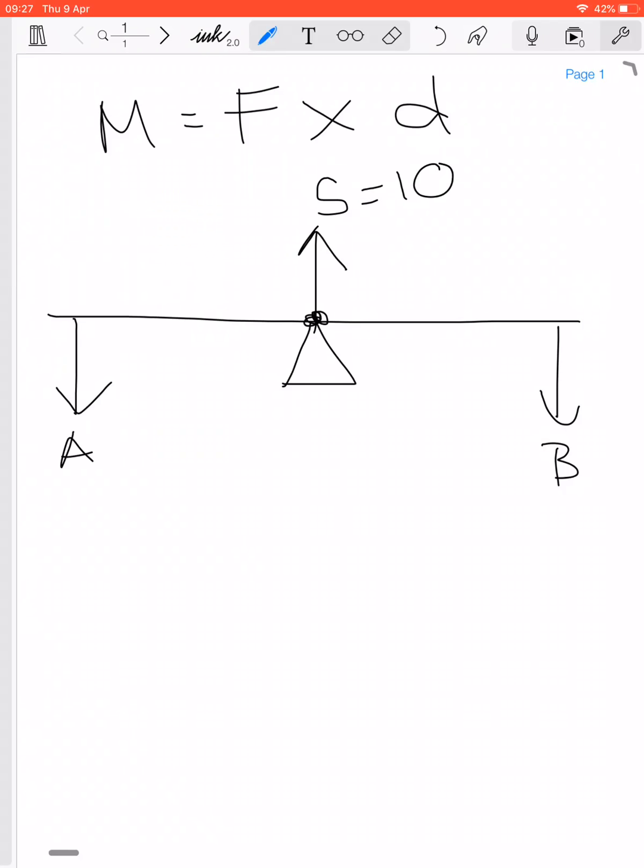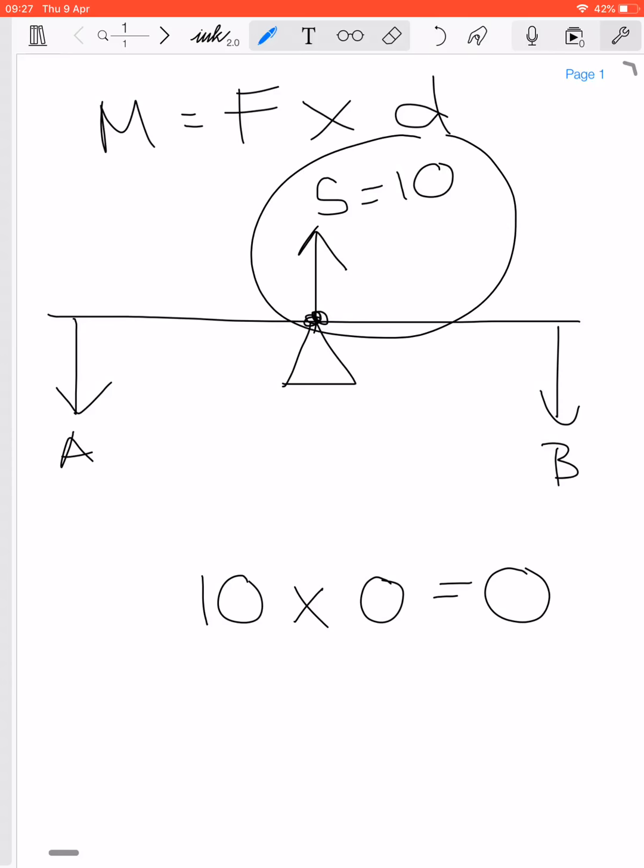If you were going to do force times distance of this central point, your force is 10. What's your distance from your pivot? Well, you're on your pivot, so your distance is 0. 10 times 0 equals 0. So that is how you delete that part of it, and you don't have to think about it. So every time you are saying the moments on the left equal the moments on the right, there is this secret support moment that you are actually deleting and not paying attention to. But if you wanted to, you could take moments about A or about B or about any point on that beam to get the same answers.